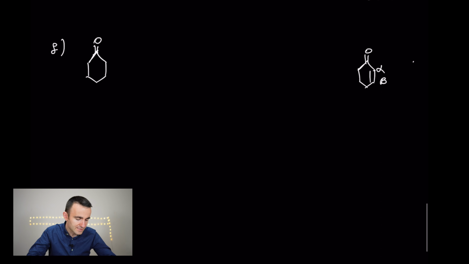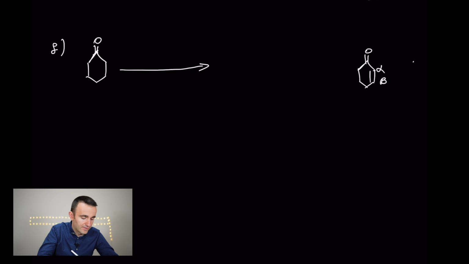Let's move to the last example. Here you understand that you have two steps. First, you are going to do bromination in acetic acid at the alpha position, right? And after that, what we did with pyridine, you are going to have the elimination of bromine to form this double bond in alpha and beta position, right?